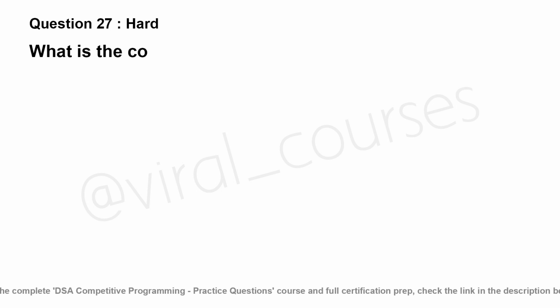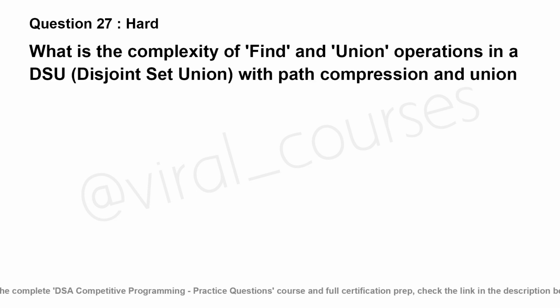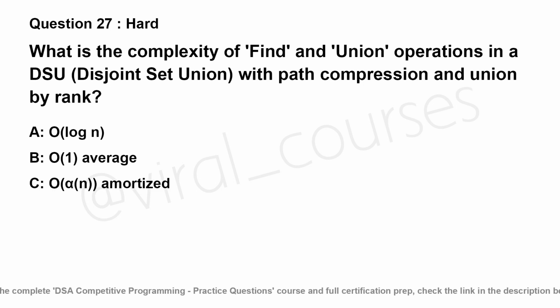What is the complexity of find and union operations in a DSU, disjoint set union, with path compression and union by rank? Option A, O(log n). Option B, O(1), average. Option C, O(alpha(n)), amortized. Option D, O(n).